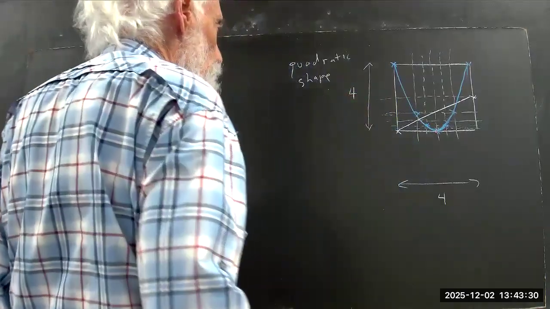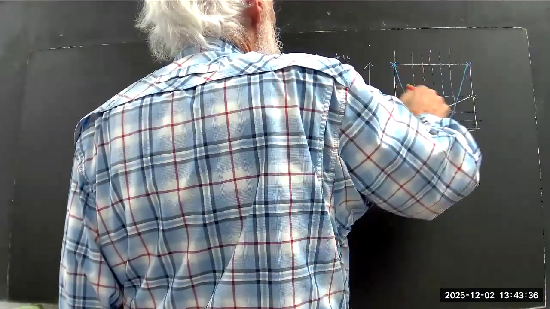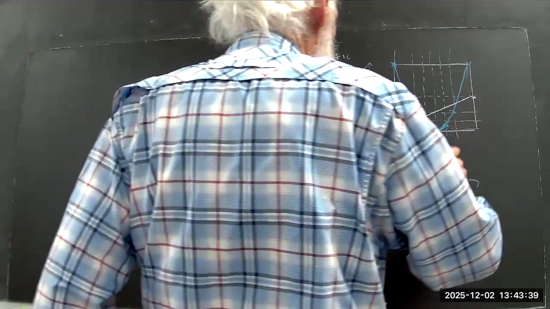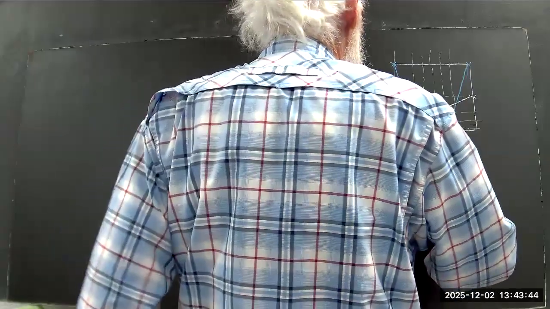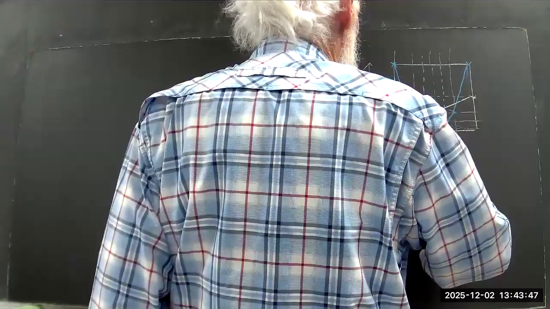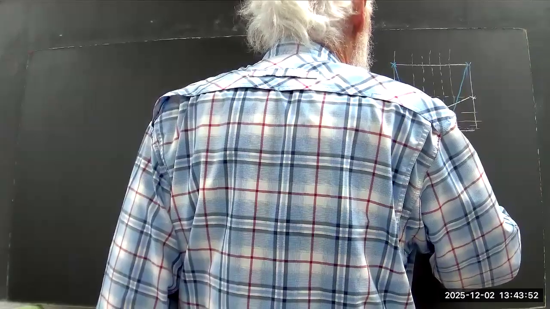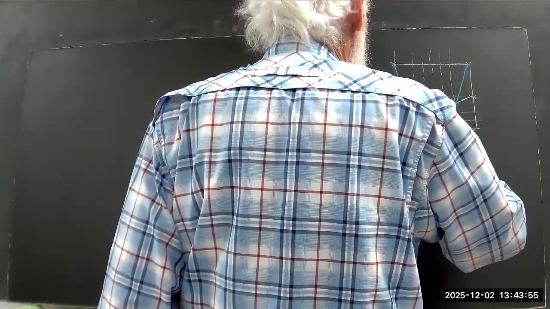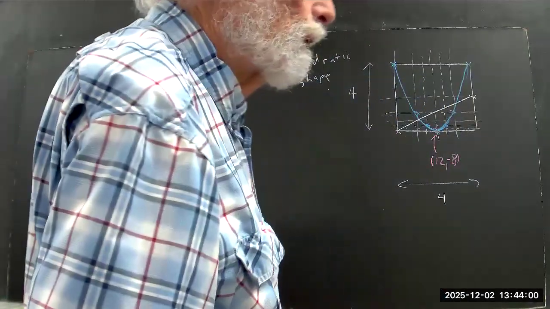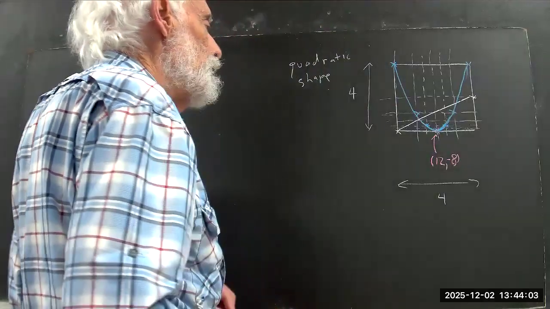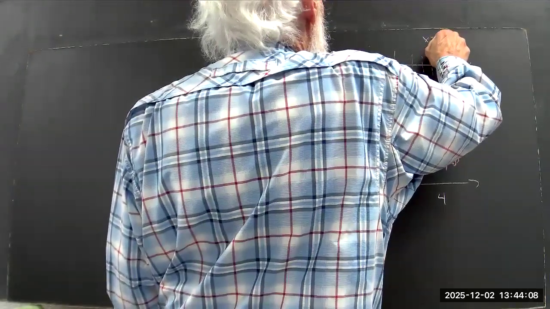And just for illustration, I'll make it 4 units high. Put the red dot at the point 12, -8. And then we label the rest of the construction lines. Okay. This line is x equals 12.